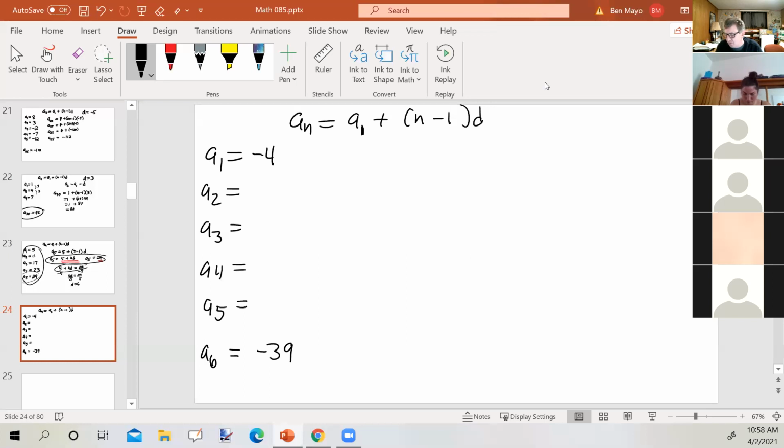If we could determine what d is, all we'd have to do is take a sub 1 plus d to get a sub 2, plus d to get a sub 3, etc. Now I'm basically going to do the same thing I did on the previous problem. a sub 6 is a sub 1, which is -4, plus n minus 1, which is 6 minus 1, times d. Simplifying further, a sub 6 equals -4 plus 5d.